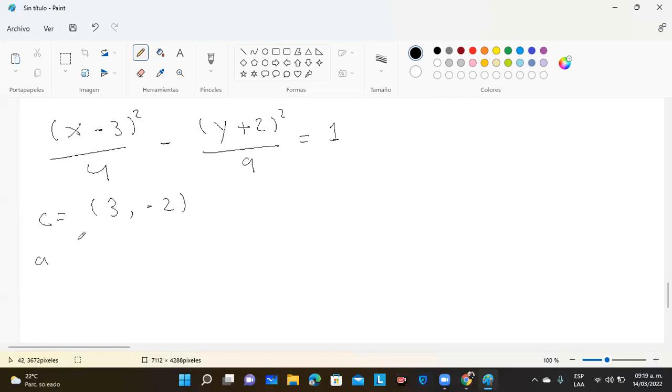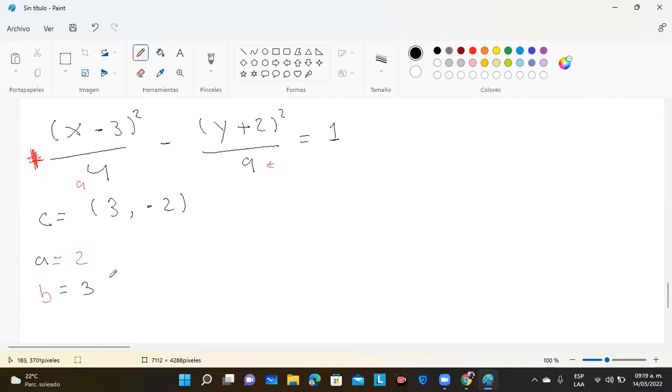Now, how do we identify which one is A? We can know which one is A because it is the one that has the positive value. So this one has a positive value, so this is going to be A. A is going to be the square root of 4, which is 2. And B is going to be the one that is negative. So B is equal to the square root of 9, which is 3. Okay, so b is equal to 3.